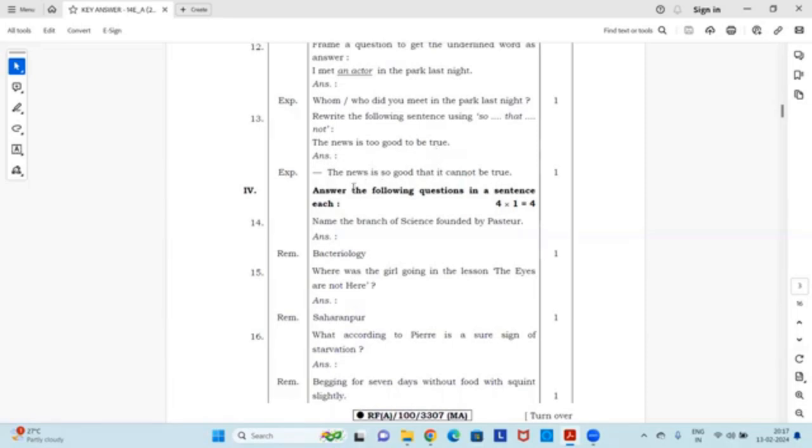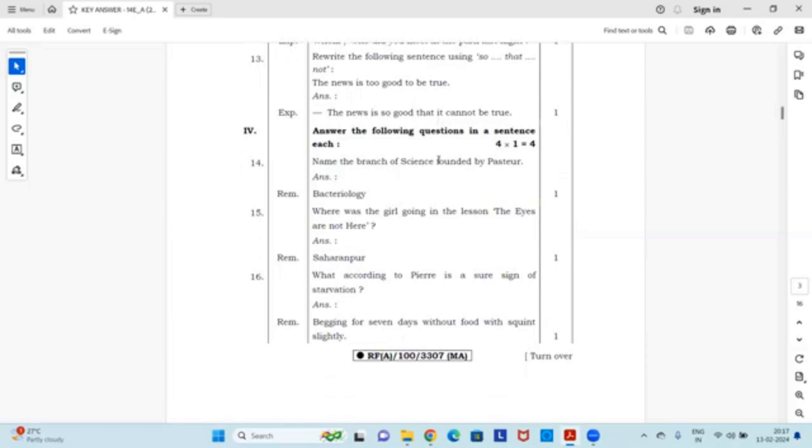Answer: The news is so good that it cannot be true. You have to use "so," "that," and "not" in the sentence. The news is too good to be true. Instead of "too good," you should change it into: The news is so good that it cannot be true.